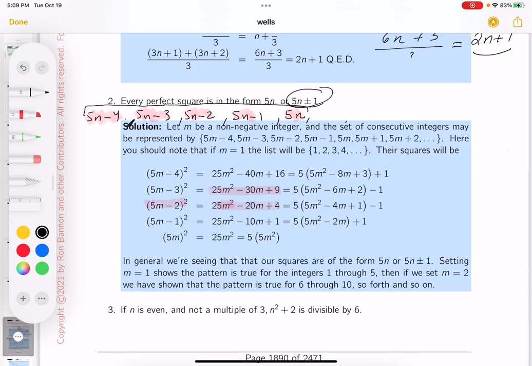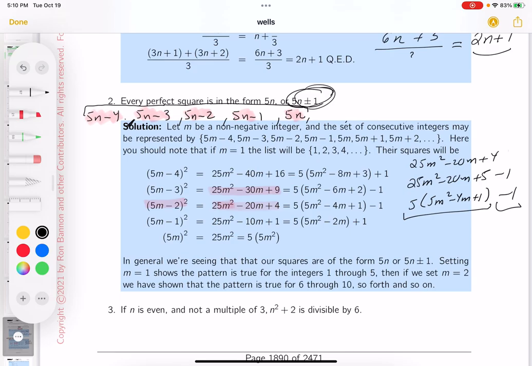I'll write it down. So 25m squared minus 20m plus 4. Well, I'm going to say 25m squared minus 20m plus 5 minus 1. Again, I'm showing a multiple of 5. That's 5 times (5m squared minus 4m plus 1) minus 1. 5 times some integer minus 1. That's what they want me to show. I just did that. Let's go to the next one.